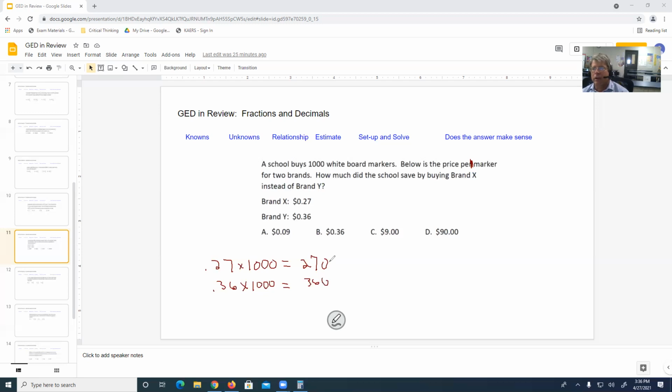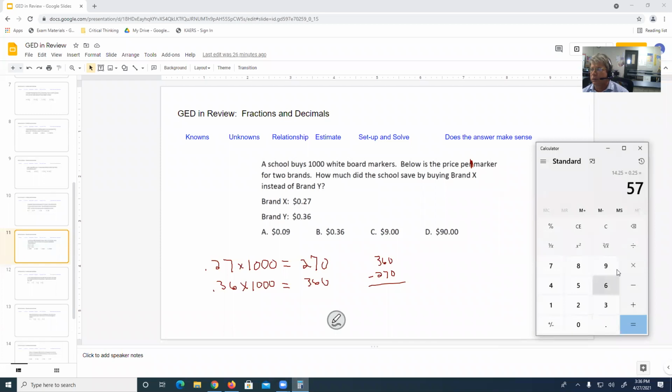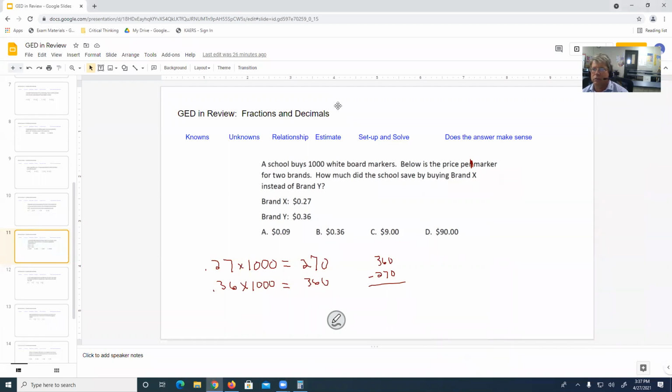So notice how brand X is cheaper. How much do you save still requires us to do some subtraction. So 360 take away 270 would be our answer to that one. So if we let the calculator worry about our subtraction, again, not afraid to use the calculator, 360 take away 270, and that gives me then 90. So I would be saving $90.